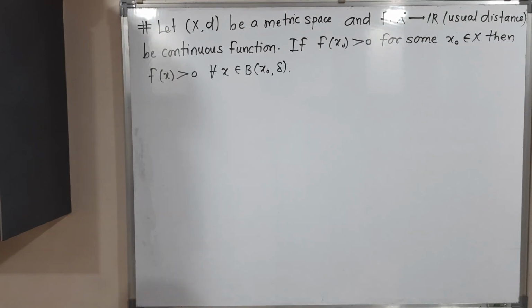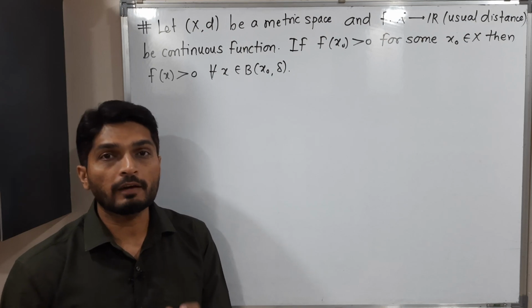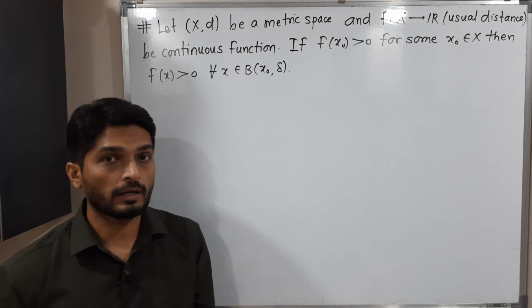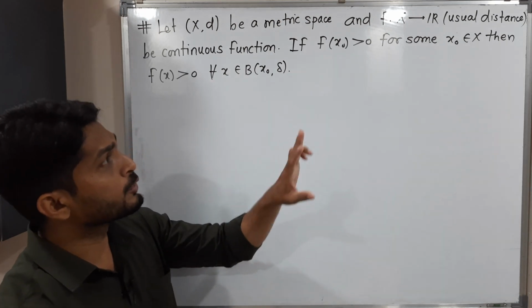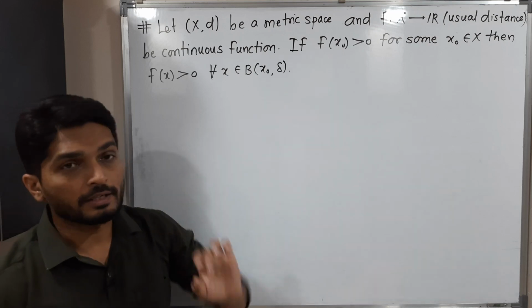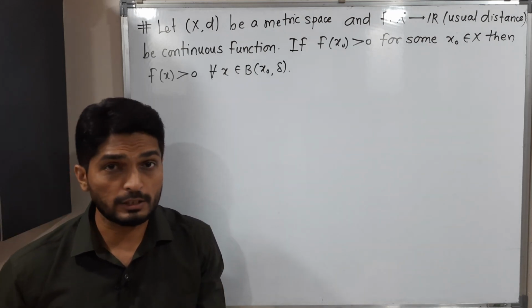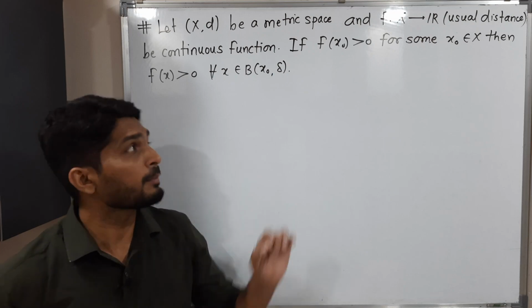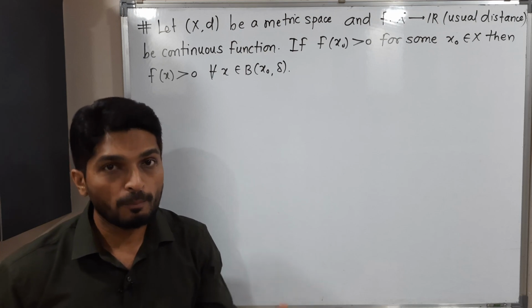Hi everyone. In this video we are going to discuss this result. We have a function f from X to R, where (X, d) is a metric space, and R has the usual distance. They have given that if f of x naught is greater than 0 for some point x naught belonging to the metric space, that is, if its image is positive, then in some neighborhood of x naught we will also have positive values.